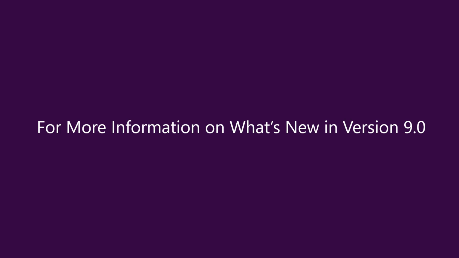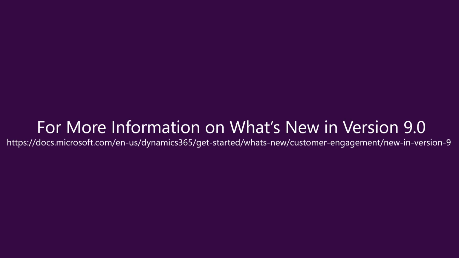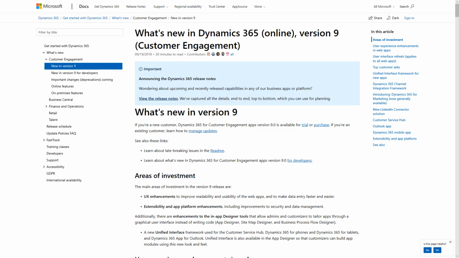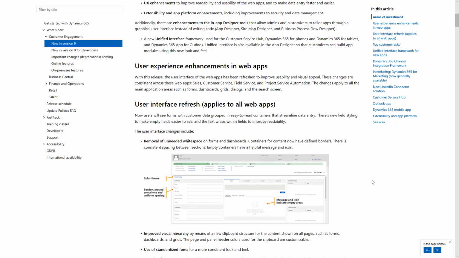This video barely scratches the surface on what's new in version 9.0. To see all of the changes in version 9, you can go to this website here. It outlines everything that's new in version 9 in the Customer Engagement module, but most of the changes in here are changes that are across the entire platform, so it's a great place to start to look at all of the changes in version 9. If we scroll down, you'll notice that some of the changes I actually went over throughout this video, such as the borders around areas or sections, and we've seen the message and icon areas to indicate that areas are empty instead of just showing nothing.